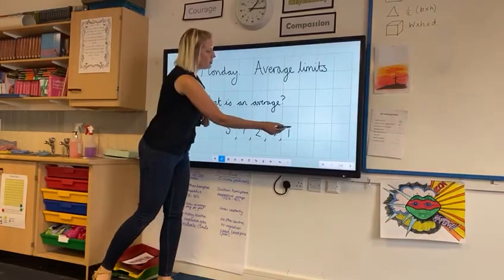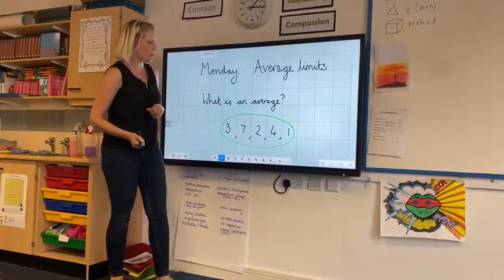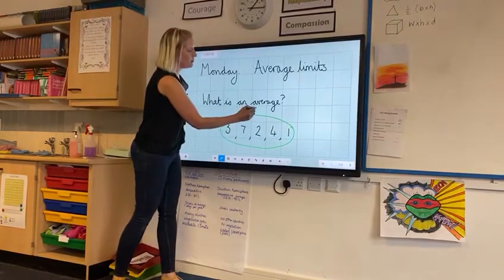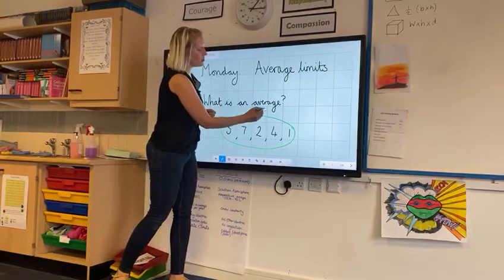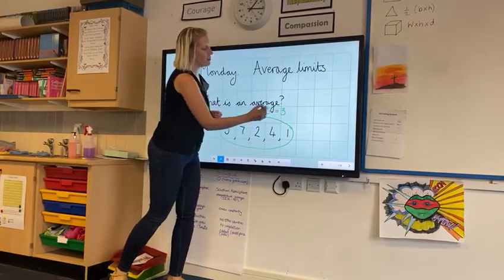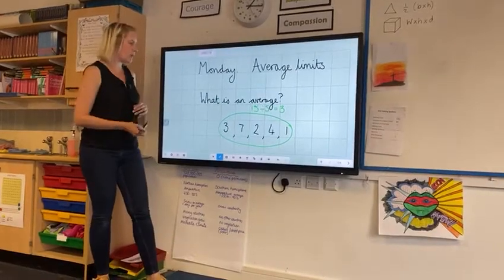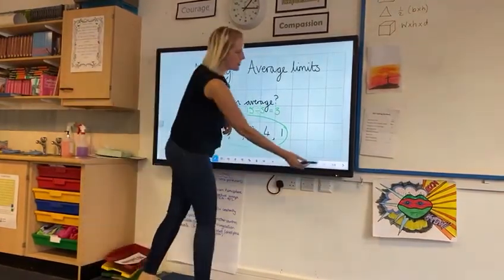What we would do is add together the total number of goals scored, which gives us a total of 15. And because there were 5 games played, we divide that total of 15 by 5, and my average would be 3. So that's a really quick reminder of what an average is, and that's going to help us with our little investigation.